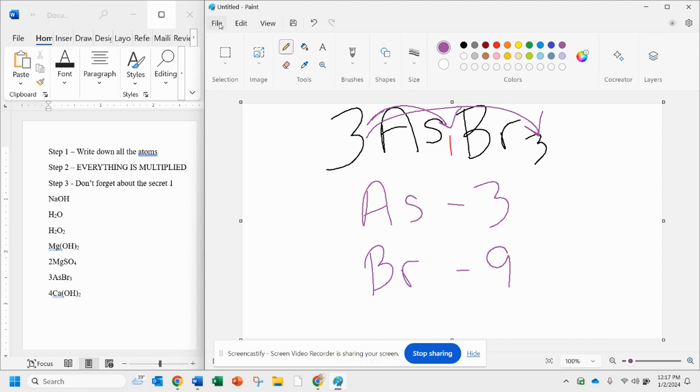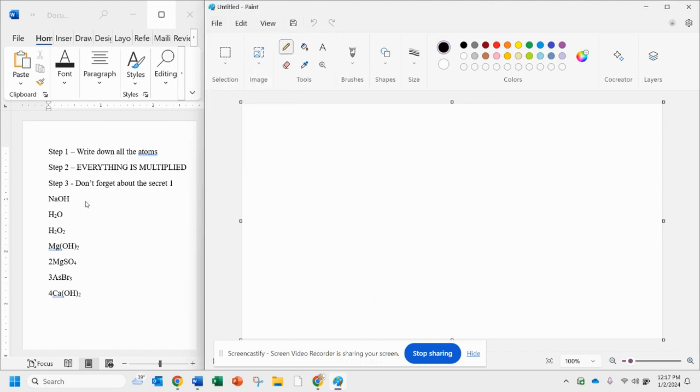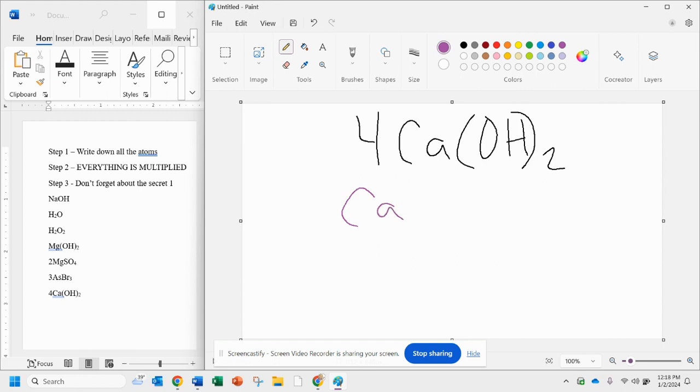So what happens when you have parentheses, subscripts, and coefficients? Well, let me tell you, we just multiply the heck out of all of those things. So here we go. Here's our formula. And this is calcium hydroxide. So step one is strictly the same. Write down your atoms. Here we go. And let's put in our secret ones. 1, 1, 1. And we're going to start multiplying. Okay, so 4 times 1 is 4.